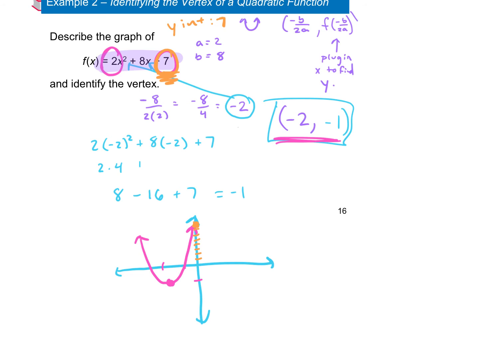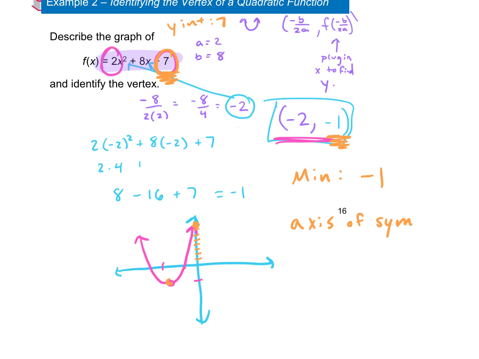So does my graph have a maximum or a minimum at the vertex? A minimum. And what do you think my minimum value is? Negative 1. It's always the y value in your vertex. So my minimum is the lowest y value, so that would be at negative 1. And what do you think my axis of symmetry is?